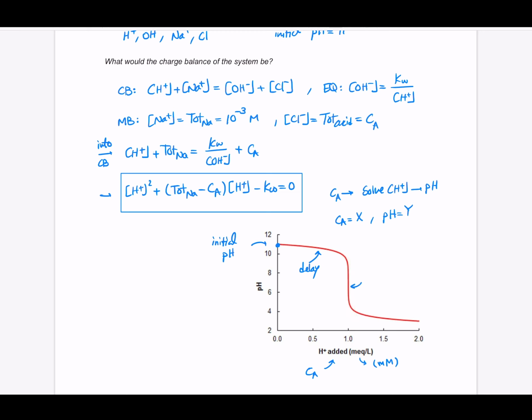Sharp drop in pH. So quantitatively speaking, how much resistance do we have here? It's 1 millimolar, right? Is it related to the concentration of sodium hydroxide? How much was the concentration? So also 1 millimolar. So it seems it's directly related.